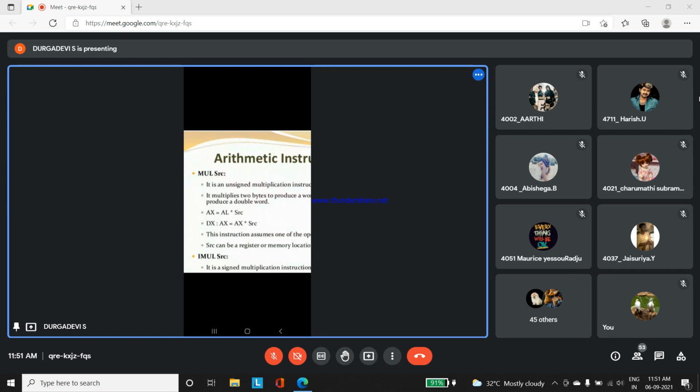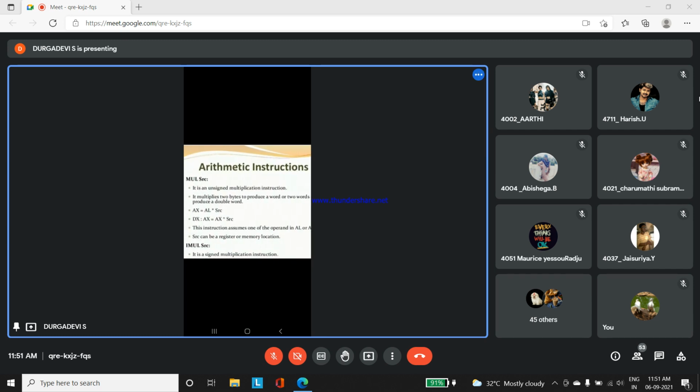What is the meaning? That 32-bit, if you get the answer, means the higher 16-bit will be stored in DX and the lower 16-bit will be stored in AX. Is it clear? That's what will be shown in the second line. It multiplies 2 bytes to produce a word. Bytes to word: byte means 8 into 8. Or 2 words: 2 words means 16 into 16 to produce a double word. Word means here it is 16-bit.